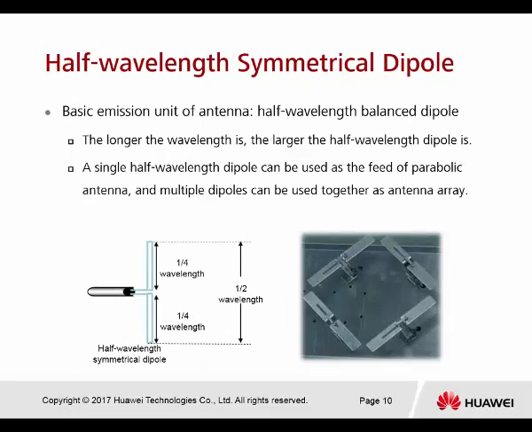Half wavelength symmetrical dipole is the basic emission unit of an antenna. The longer the wavelength is, the larger the half wavelength dipole is. A single half wavelength dipole can be used as the feed of a parabolic antenna, and multiple dipoles can be used together as an antenna array. Okay, this is the example picture.